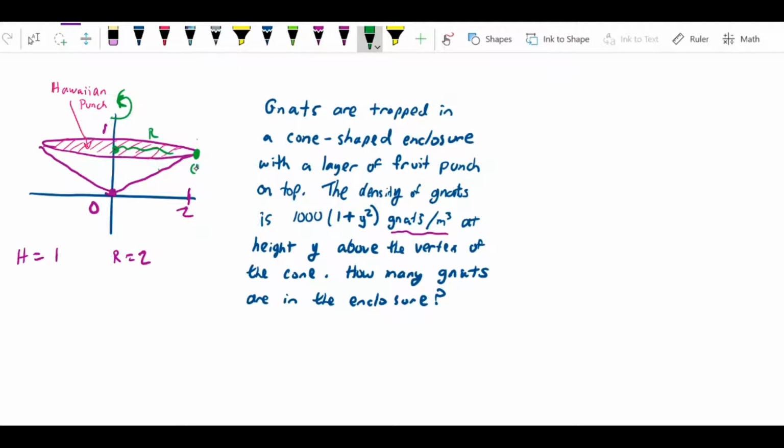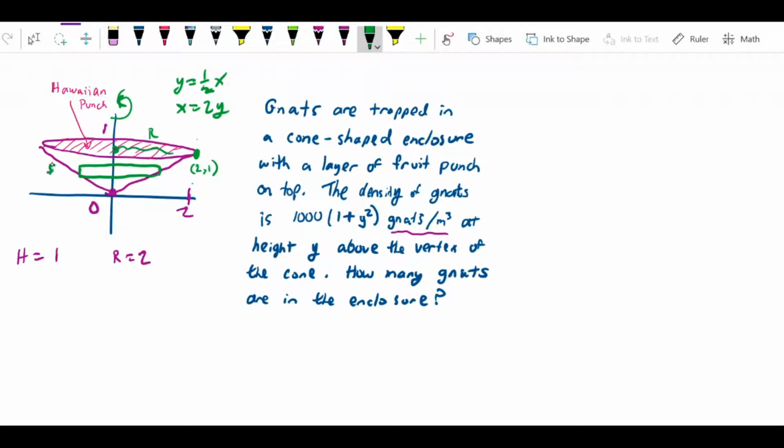This is the point (2, 1). So what we can see is that this line here is y equals 1 half x. So y equals 1 half x is giving the side of that cone, and that's equivalent to x equals 2y. Since we would be finding the slices here, you can imagine that what we're doing is finding disks to add up by the disk method.